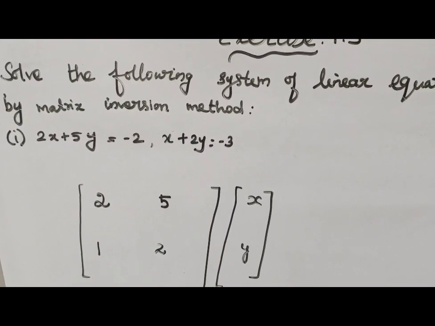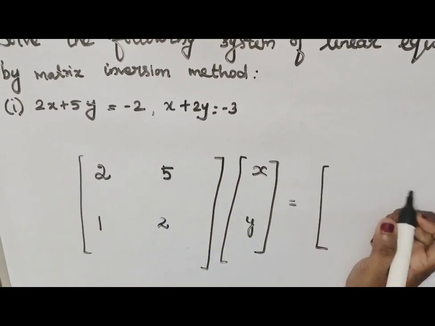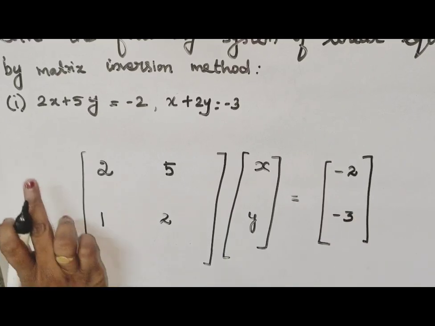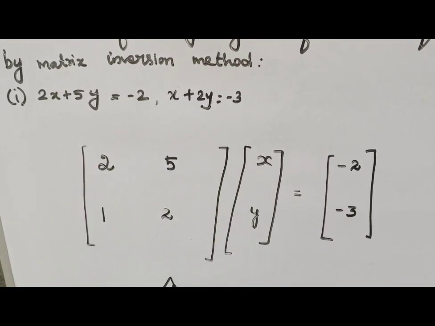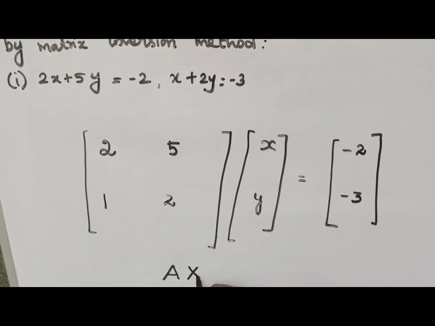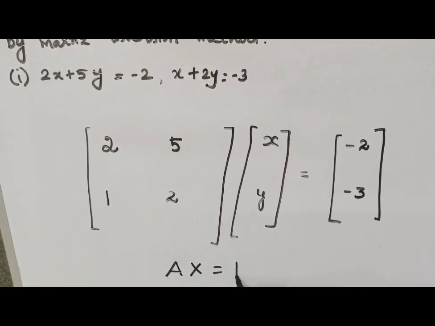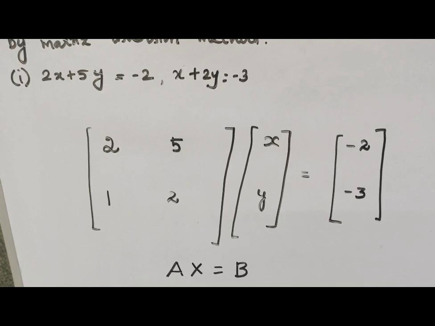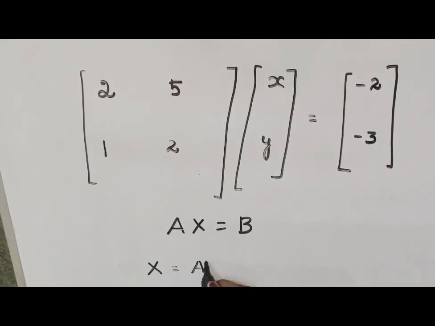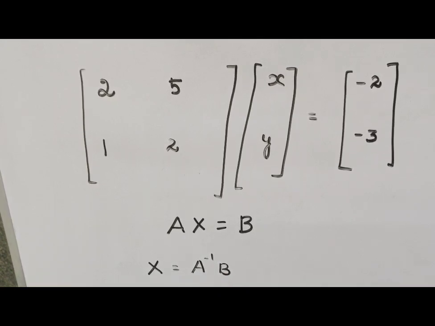So the equations we have written like this are equal to the elements on the right hand side, which we write here: minus 2, minus 3. Now this matrix we can consider as A, and the variables we denote with one variable. Here I am denoting it with the variable x, which is equal to this matrix B. In this we have to find the value of x. A we take to the right hand side, it will become A inverse into B. Now we have to find the value of A inverse and simplify A inverse into B.